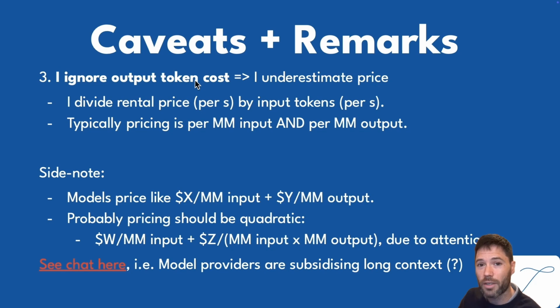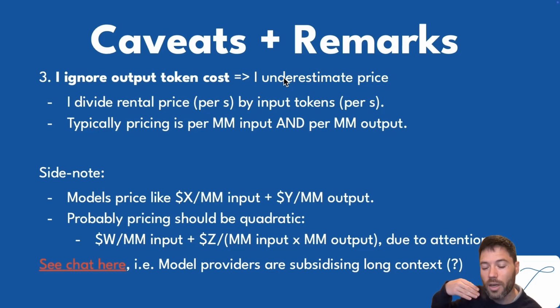So the way I calculate the cost per million tokens is just by taking the rental price per second or per hour by the input tokens per second or per hour. But in practice, companies also charge for output tokens. Often the output tokens are more expensive than the input tokens. So effectively, I'm underestimating the price. So in a sense, this price would be divided between input and output tokens.